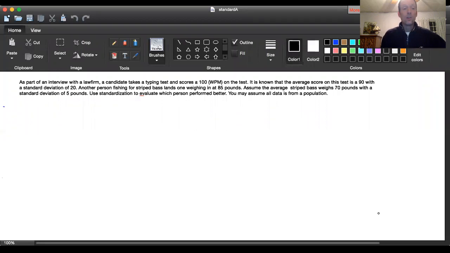This says, as part of an interview with a law firm, a candidate takes a typing test and scores a 100 words per minute on the test. It is known that the average score on this test is a 90 with a standard deviation of 20. Another person fishing for striped bass lands one weighing in at 85 pounds. Assume the average striped bass weighs 70 pounds with a standard deviation of 5 pounds. Use standardization to evaluate which person performed better, and you can assume all data is from a population.